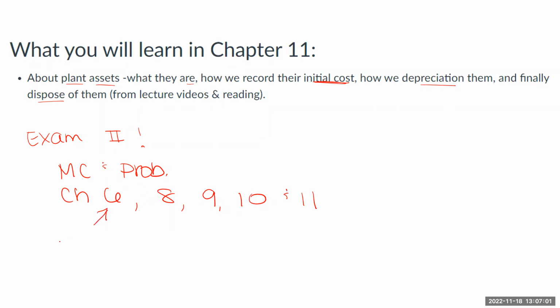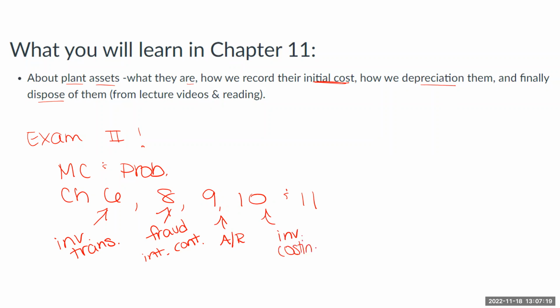It's been a while, but chapter 6 was inventory transactions, if you remember that. Chapter 8 had to do with fraud and internal controls. Chapter 9 had to do with accounts receivable, how to estimate our uncollectible accounts. Chapter 10 had to do with different inventory costing methods, FIFO, LIFO, weighted average. And then we finish up this week, chapter 11, with a discussion on plant assets.